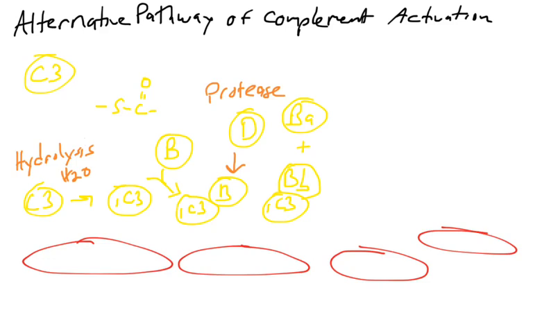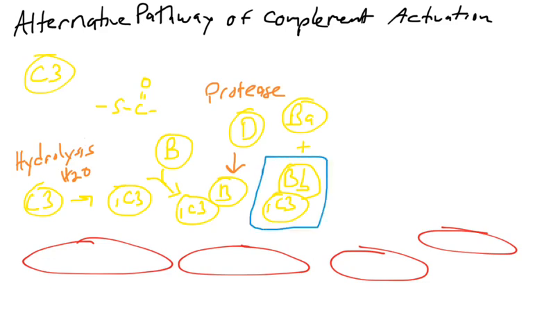Okay, so factor D comes along and it cleaves factor B. Factor D is a protease. It breaks a peptide bond somewhere within factor B. You don't have to know where. And it cleaves factor B into two pieces, Bb and Ba. These are just pieces of factor B. Factor Ba floats away, we don't have to worry about that anymore. Factor Bb is still bound to iC3. So now we have this complex of proteins, iC3 bound to Bb. Okay, what did that? Factor D did that.